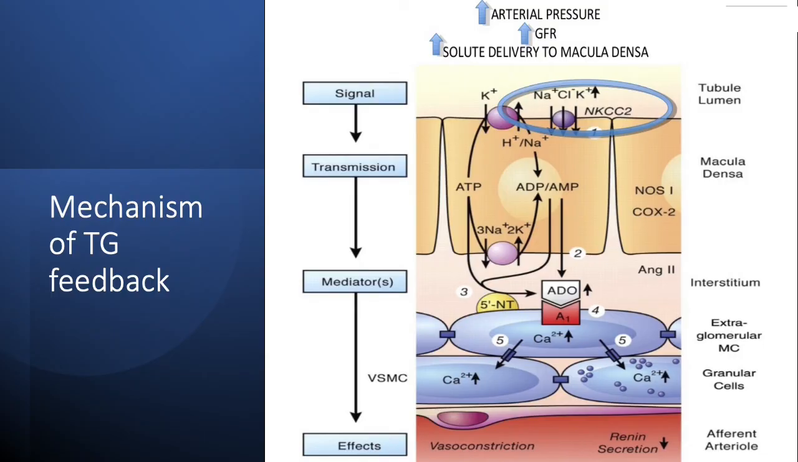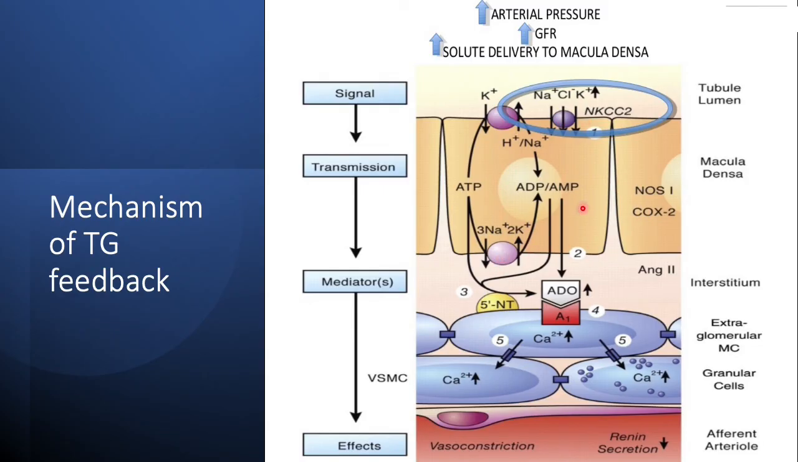Now, what is the mechanism of tubuloglomerular feedback? Arterial pressure has increased, so GFR has increased, and because of the GFR, the tubular load of sodium chloride and potassium delivered to the distal convoluted tubule has also increased. This is sensed by the macula densa cell, present in this distal convoluted tubule, where there is a transporter, NKCC2, which mainly transports sodium, chloride and potassium inside the cell. This is secondary active transport, utilizing the primary active transport.